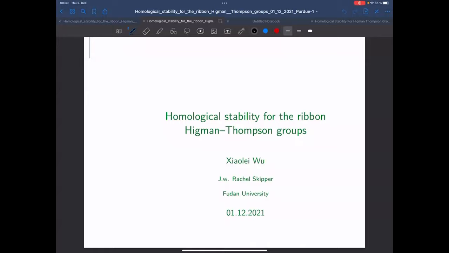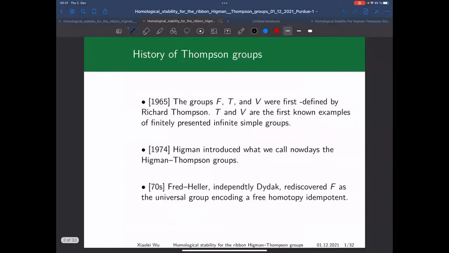I know many of you are probably familiar with homological stability, but Thompson groups you probably are not that familiar with. So what I'm going to do is talk about the basics of Thompson groups first, including the history. So let's start. The history of Thompson groups.